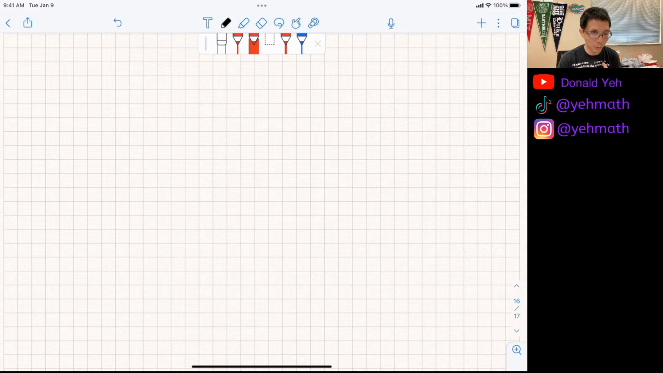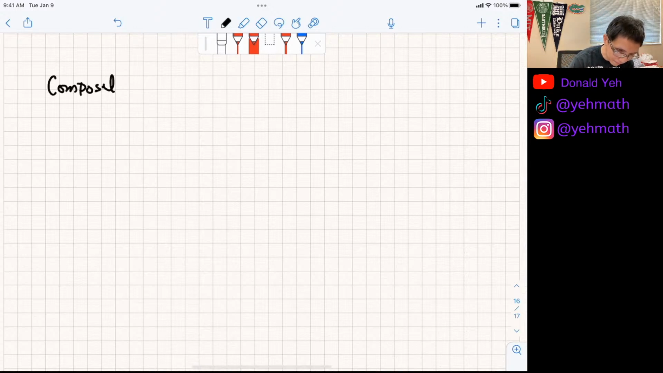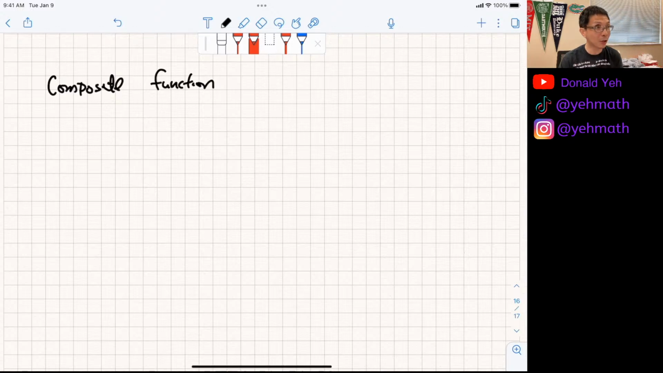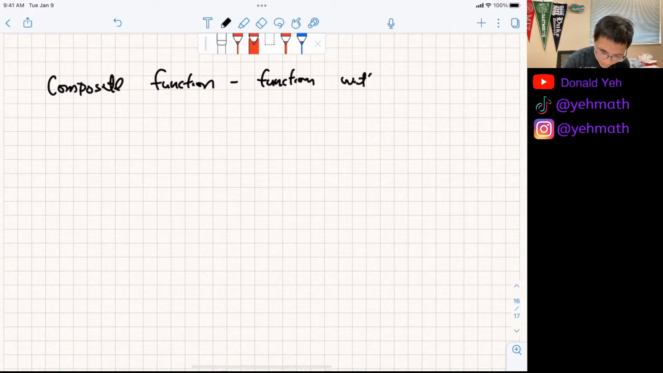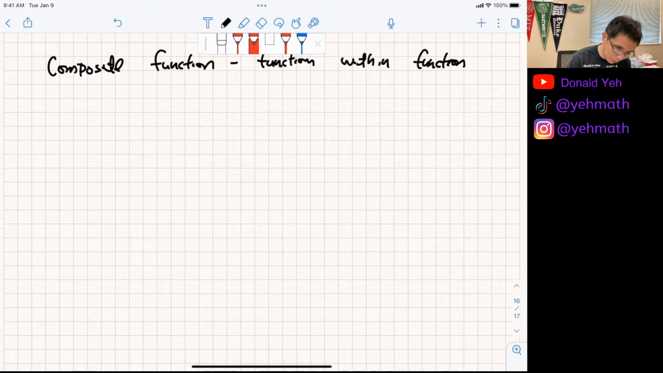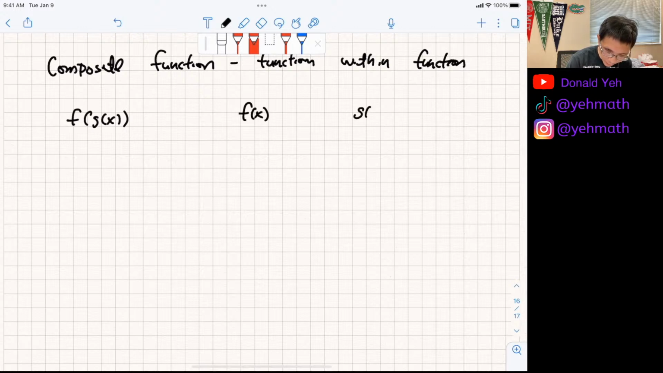So first of all, you need to understand what a composite function is. A composite function is a function within a function. So if I say there is f of g of x here, I'm going to ask you to identify what is f of x and what is g of x.